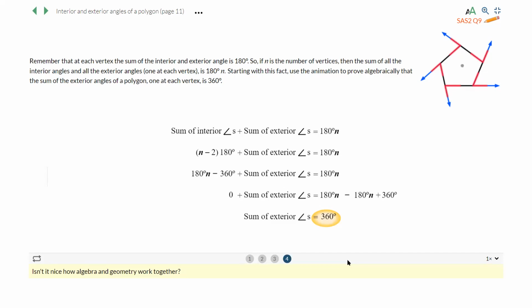So when your algebra equation tells you something equals 360 degrees, consider why it might equal 360 degrees, right? Think about why it might equal a circle, or why it might be the same thing as going all the way around, okay?